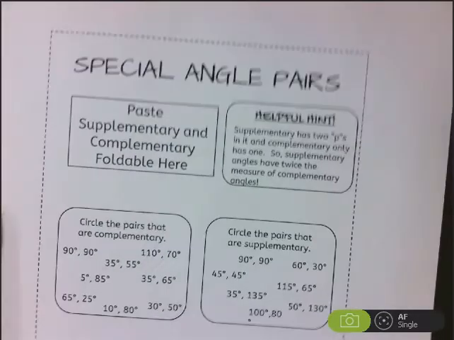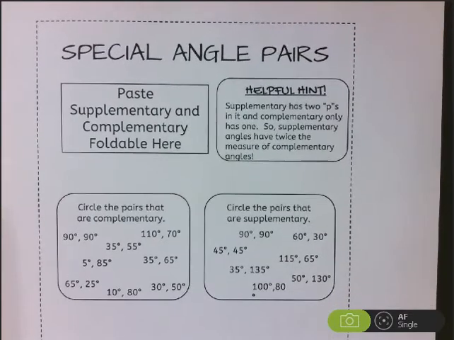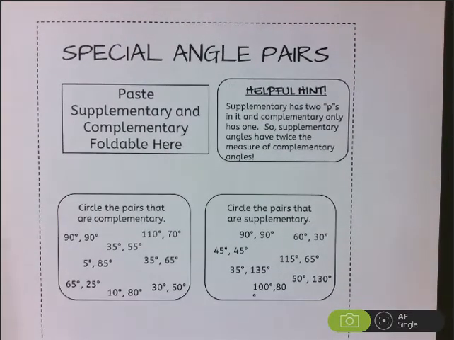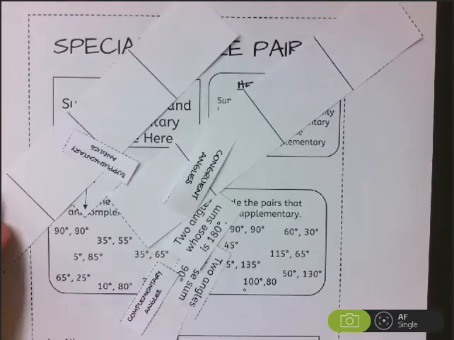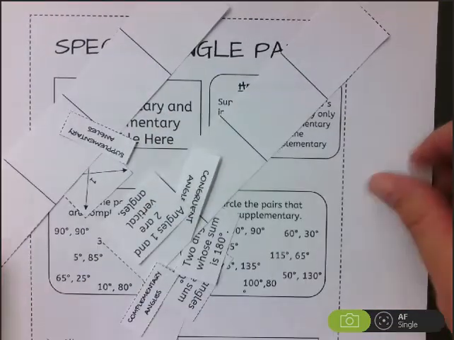The next thing that we're going to be looking at is the second handout that I gave you. It's a 2-page handout. The first page looks like this. It says special angle pairs. So you're going to be using that one. So with that, the second page are pieces for you to cut out. So you should have all these different pieces to cut out.